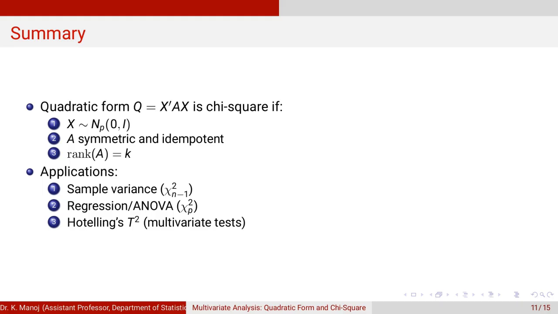To summarize, a quadratic form Q equals x prime A x follows a chi-square distribution if x is standard normal, A is symmetric and idempotent, and the rank of A equals the degrees of freedom. These results underlie sample variance, regression, ANOVA and multivariate tests.